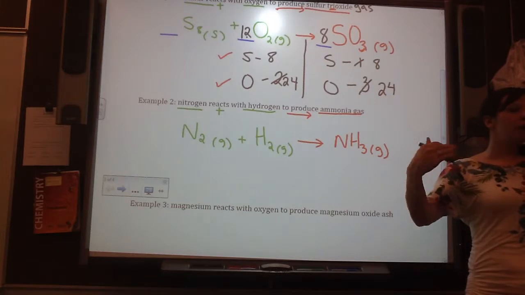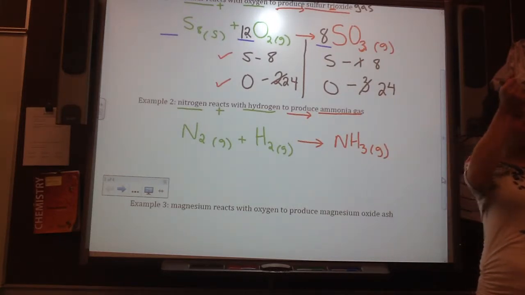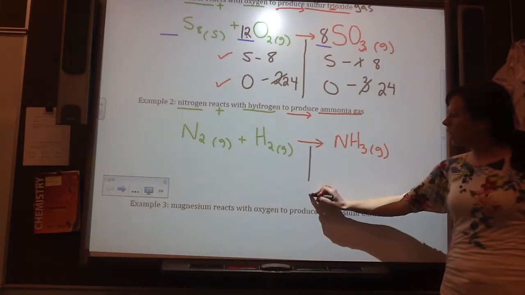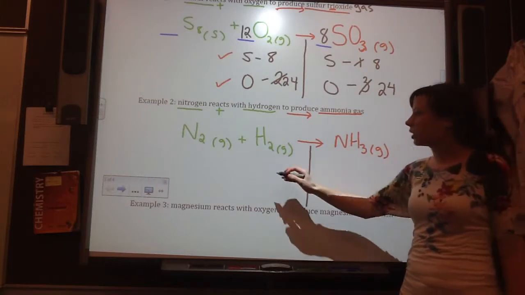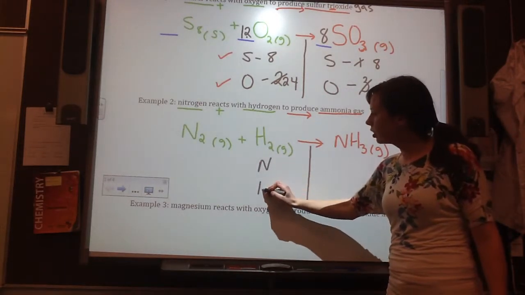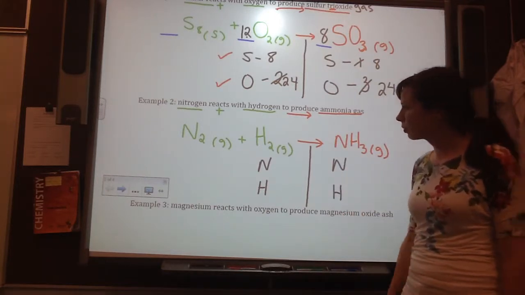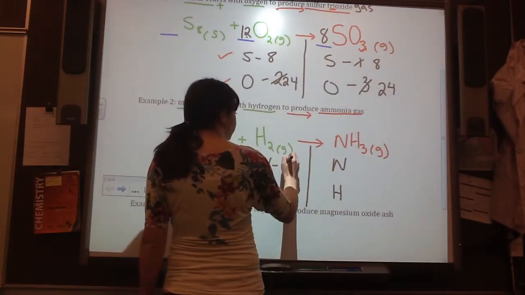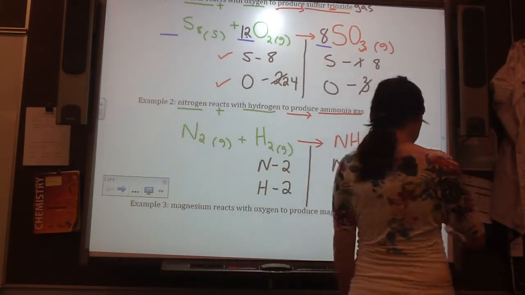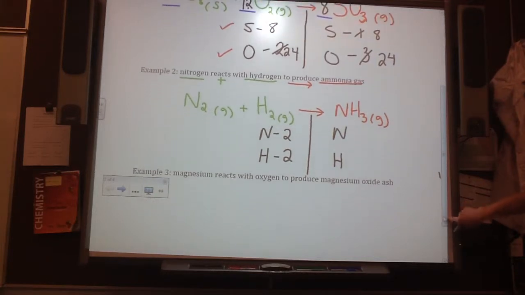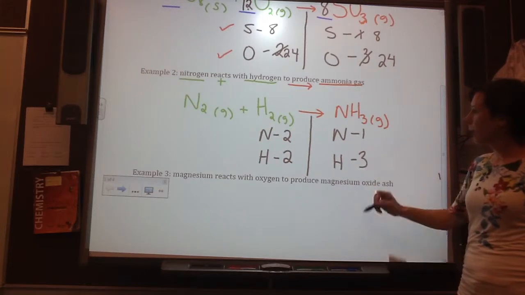So I made you memorize those things so that now when you see them in here, you will know what to do. Okay? So now we draw a line down the arrow. We write what we have on one side and the other side. So we have N's and H's. On this side we have 2 N's and 2 H's. How many N's do I have on the product side? 1. How many H's? 3.